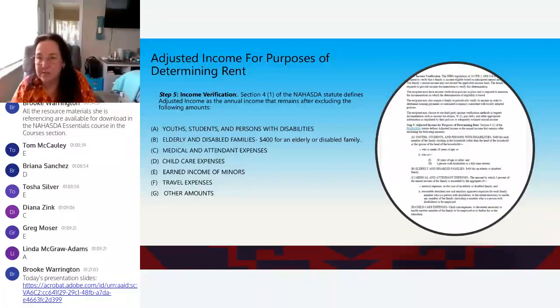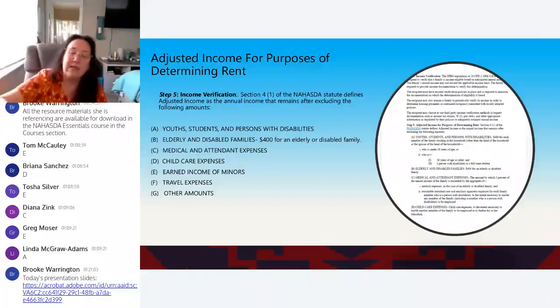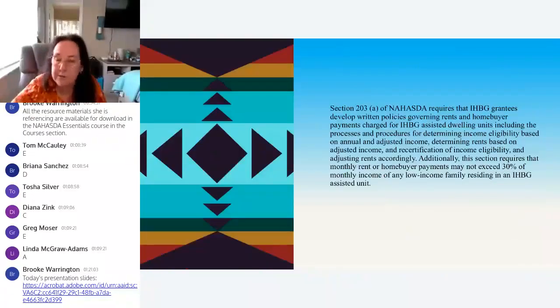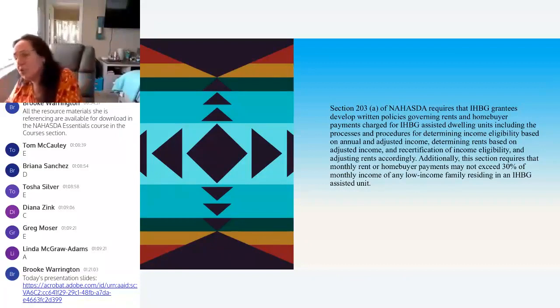The earned income of minors isn't counted. Your travel expense deduction. And I'm sorry, the travel expense deduction is $1,300, not the child care. The child care, you just need to make more than you deduct. And there are other amounts there. Okay, so Section 203 requires that you develop written policies governing the rents and homebuyer payments charged for your units. Additionally, this section requires the monthly rent or homebuyer payment cannot exceed 30% of the monthly income of any low-income family residing in an assisted unit.